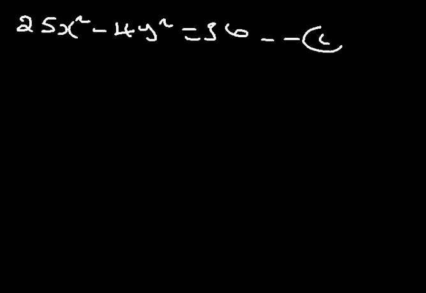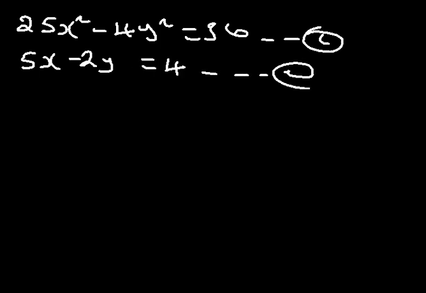Let's say we have 25x squared minus 4y squared, which is equal to 36. Let's say this is equation number 1, and we have 5x minus 2y equal to 4. Let's say this is equation number 2. Now how should we be able to cover this?